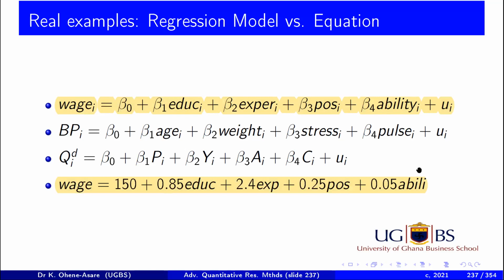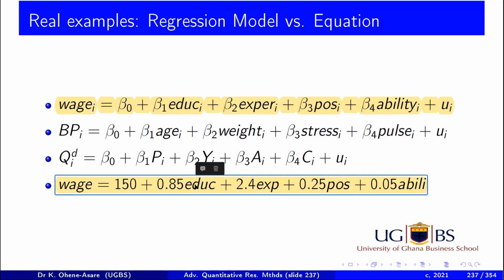The first one is known as the regression model, the specified regression model. The last one is known as the estimated regression equation. What is the difference between the specified regression model and the estimated regression equation? What is the difference? If you look at it carefully, you will notice the difference. Okay. What is the difference? You have to be clear.